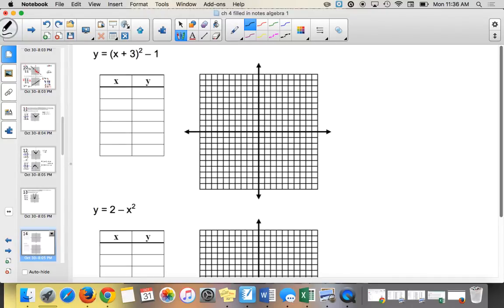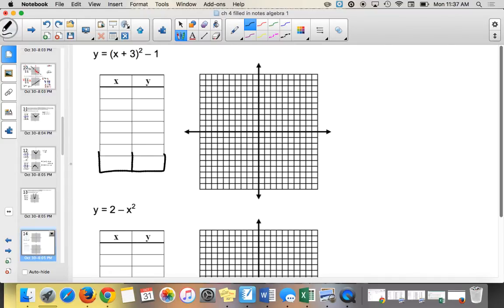So if I have (x plus 3) in parentheses squared minus 1, okay, it goes back to the absolute value. If that had been an absolute value of x plus 3, what would we plug in for x to make it as small as possible? You guys remember? Not 0. Negative 3. We want to undo that 3, right? We want to make it as small as possible. So we're going to start out with negative 3.